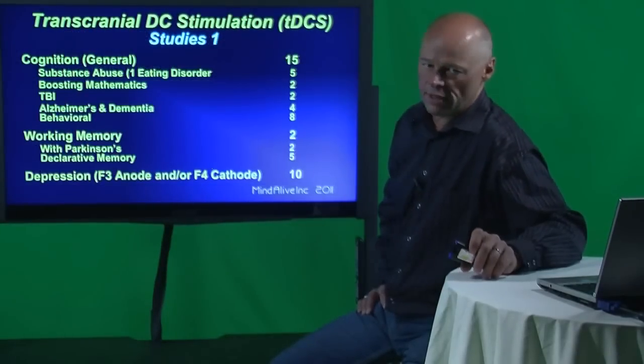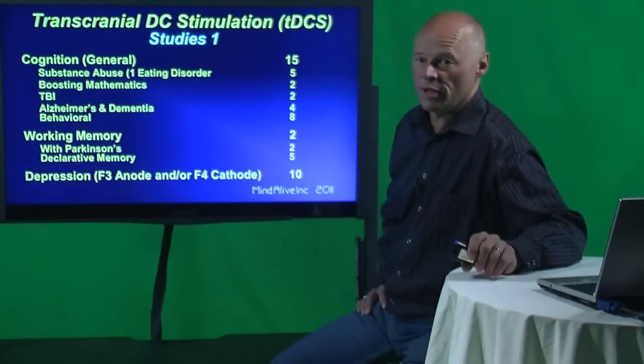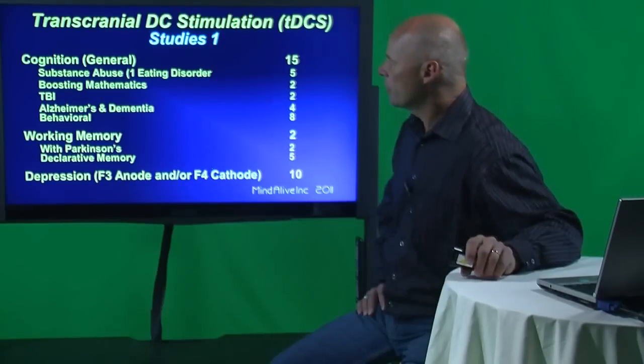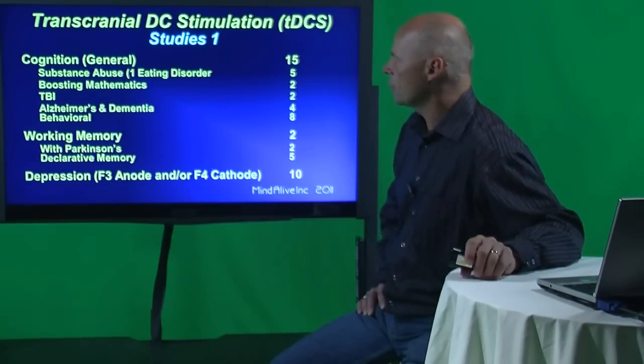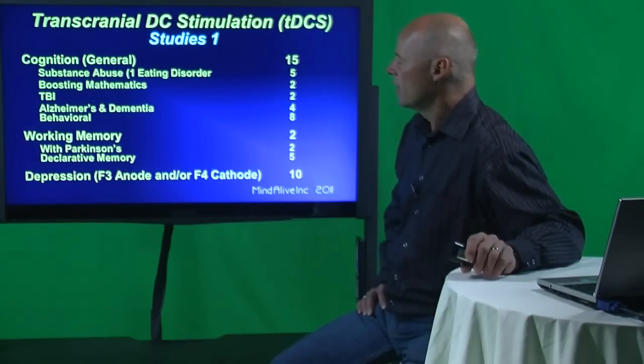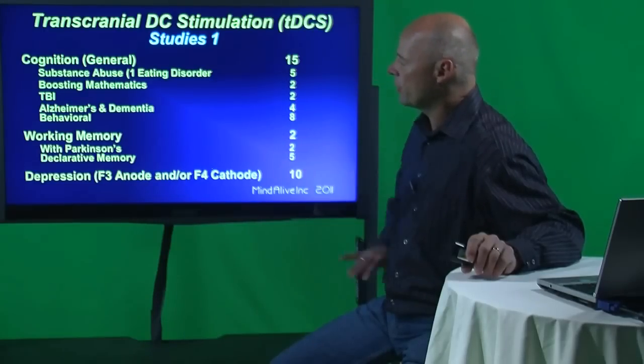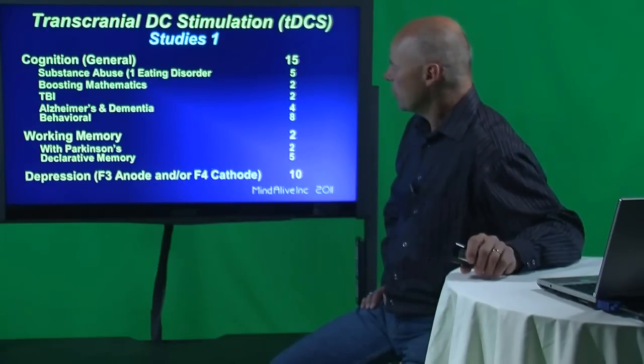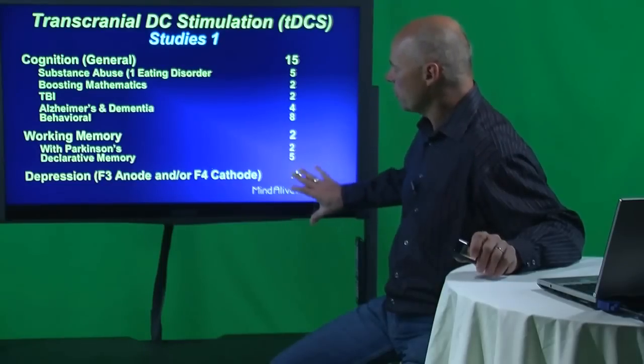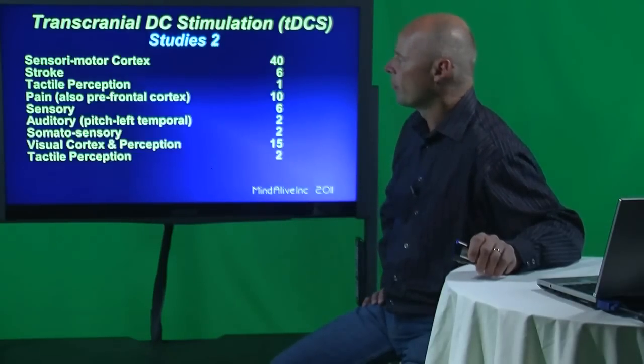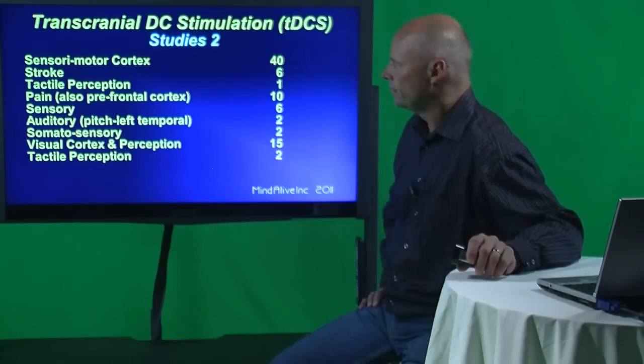There have been many studies done on transcranial DC stimulation, at least 150. We can see here just general studies on brain function, 15 studies, substance abuse 5, boosting mathematics 2, traumatic brain injury studies 2, Alzheimer's and dementia 4, behavioral studies 8. There are working memory studies, both with Parkinson's and declarative memory. You can see there are quite a few studies done on depression, and probably even more than 10 at this point in time. There are studies on the sensory motor cortex, and there are at least 40 of those.